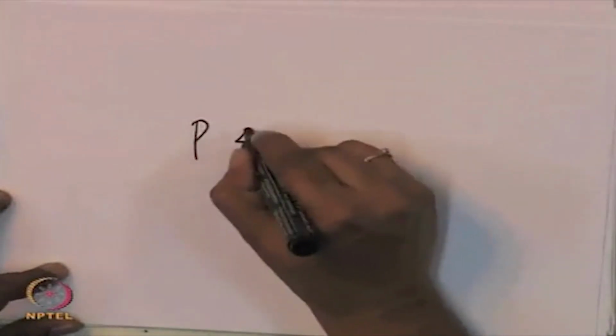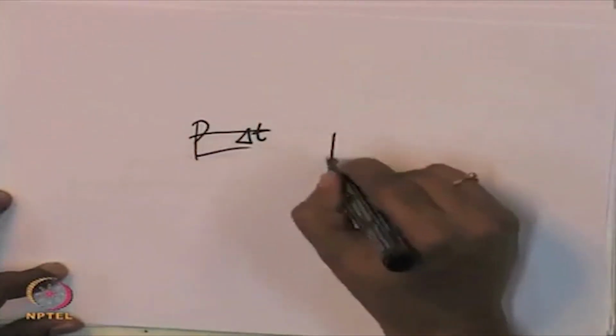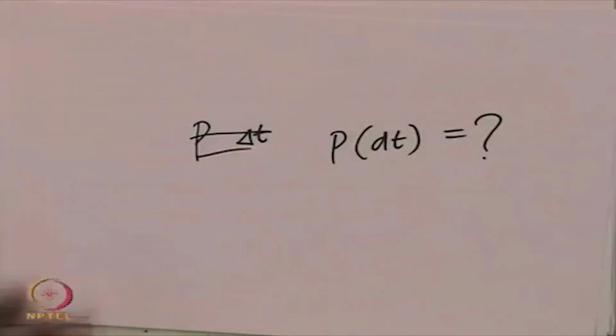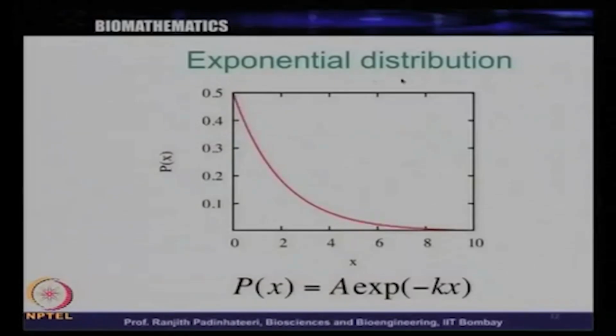How long typically will you have to wait? So, p of dt, what is this? It turns out that the answer to this question is something called an exponential distribution. Exponential distribution has this particular form, p of x is a e power minus kx, which peaks at 0 and comes down as a function of the parameter x.